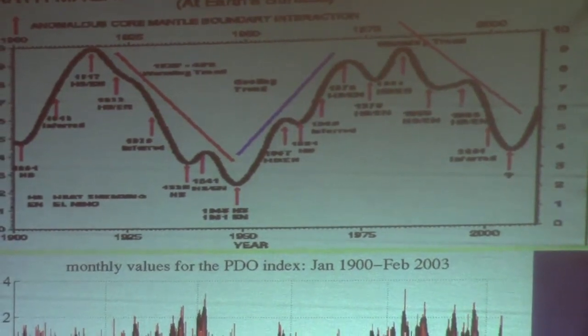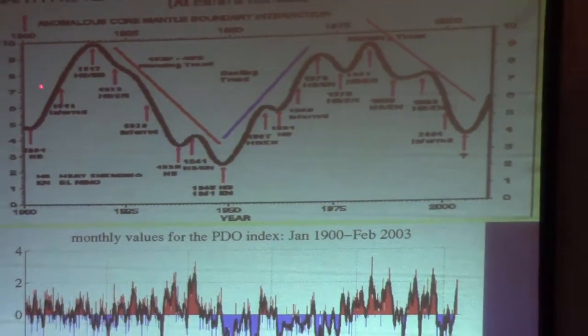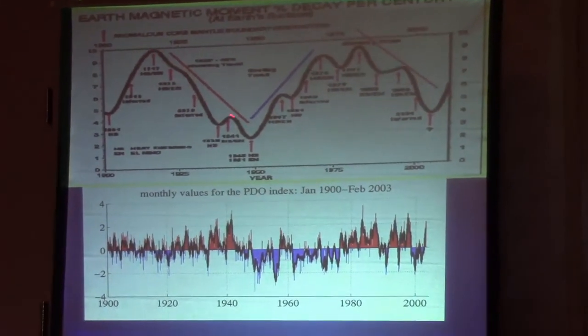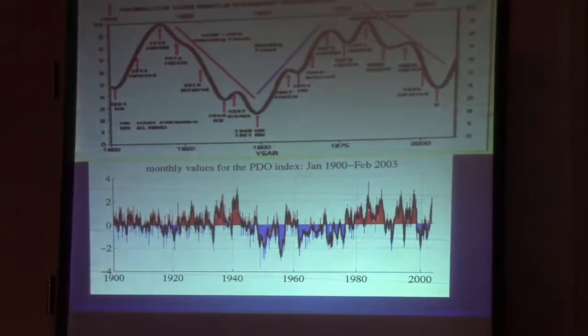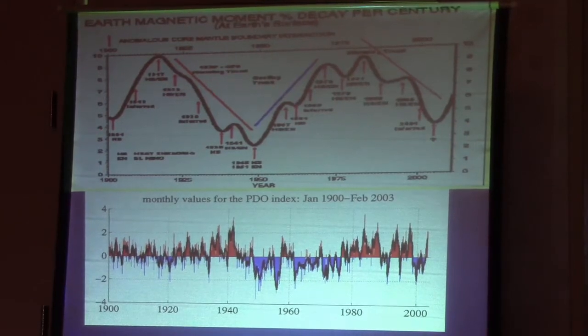But if you notice, this is when the magnetic field is increasing, and this is decreasing. Now this is measured here on the planet, but this effect is driven by solar magnetism. So you're seeing an effect on Earth, but the sun is what's controlling this, because of the Earth magnetic moment percent decay per century. So it's basically a discharge and a charging effect. Discharge, charging effect. Right here is where we are now. And if you go through the literature and look at the global cooling and warming trends, these curves.